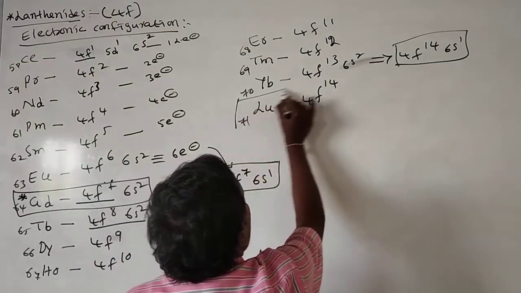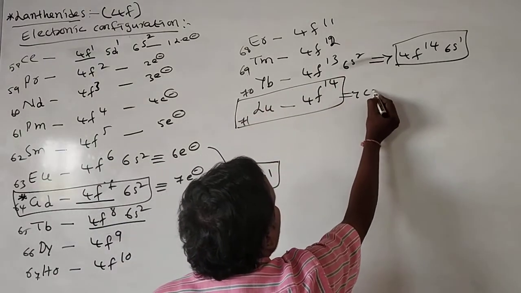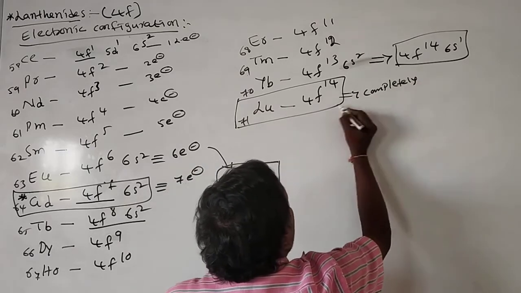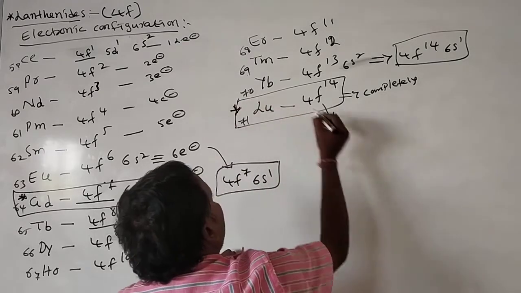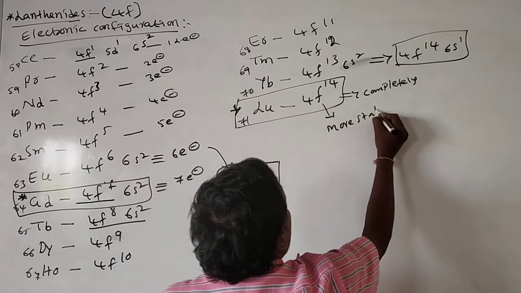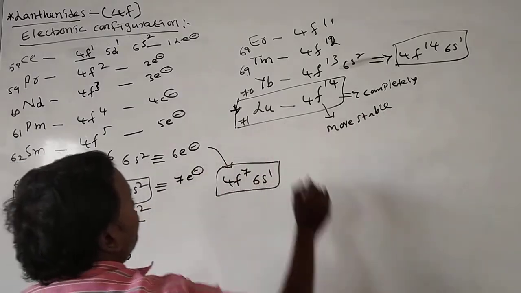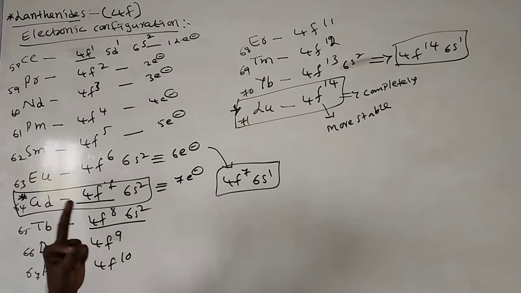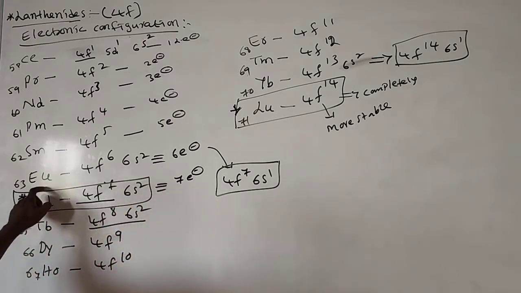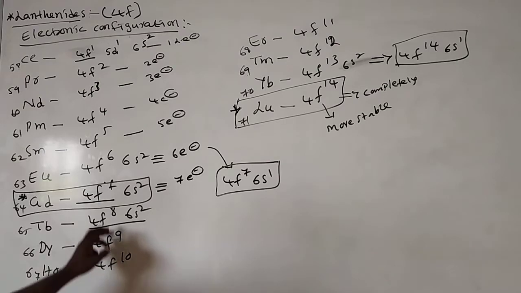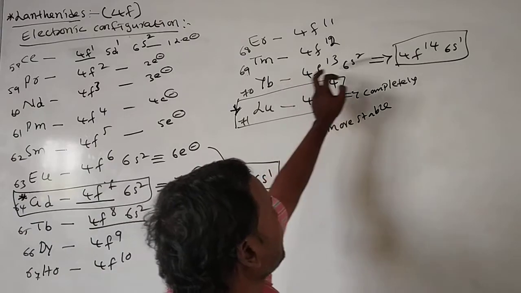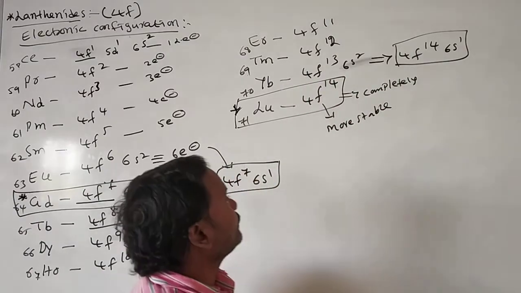Lutetium has completely filled orbitals. Lutetium and gadolinium both have completely filled orbitals, so these are more stable. Gadolinium and lutetium are the more stable lanthanides. Two elements exhibit abnormal electronic configuration: europium and ytterbium. The abnormal electronic configuration of europium is 4f7 6s1, and ytterbium is 4f14 6s1.